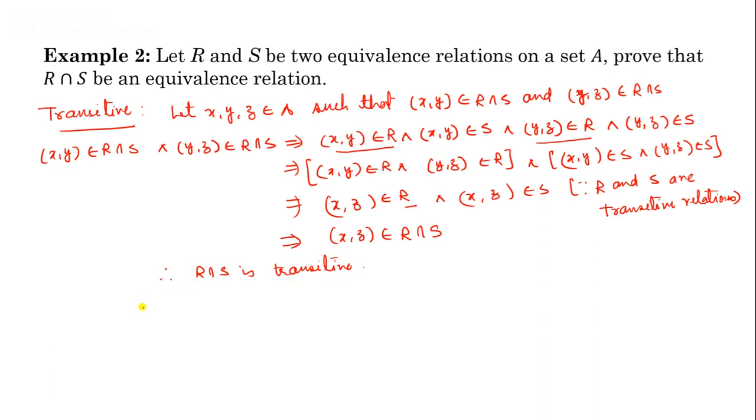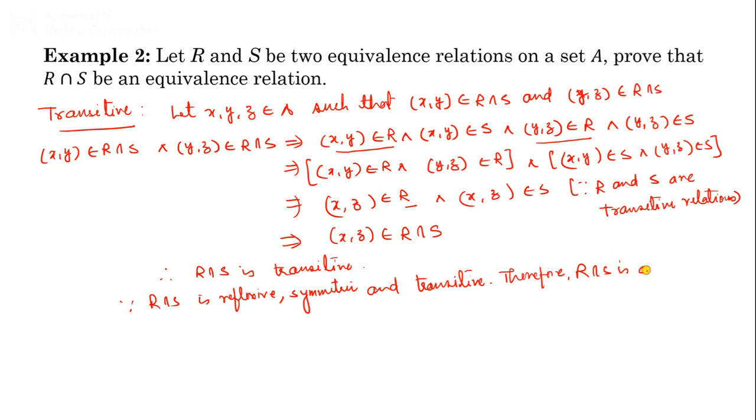Since we have proved that R intersection S is reflexive, symmetric, and transitive, therefore R intersection S is an equivalence relation. So in this way you can prove R intersection S is an equivalence relation.